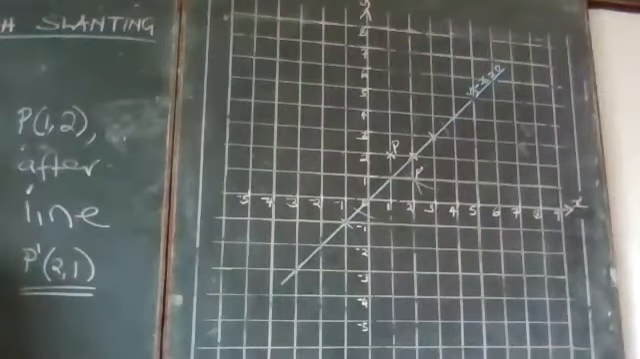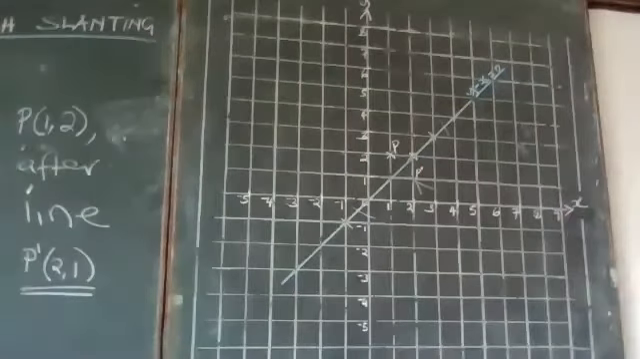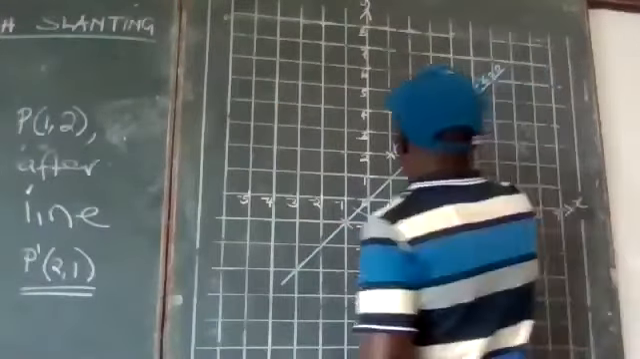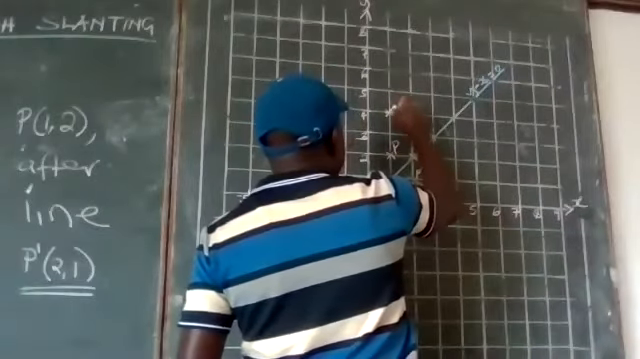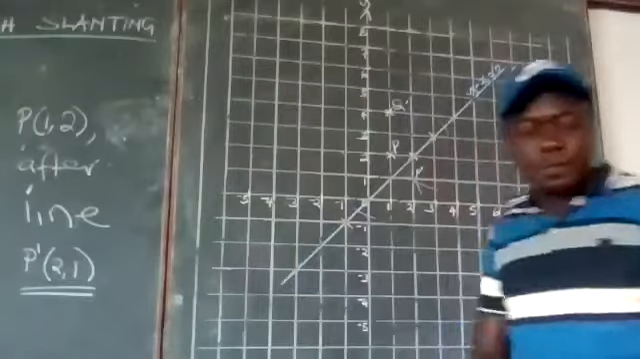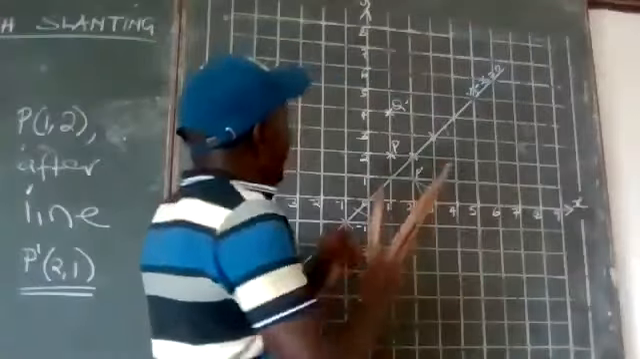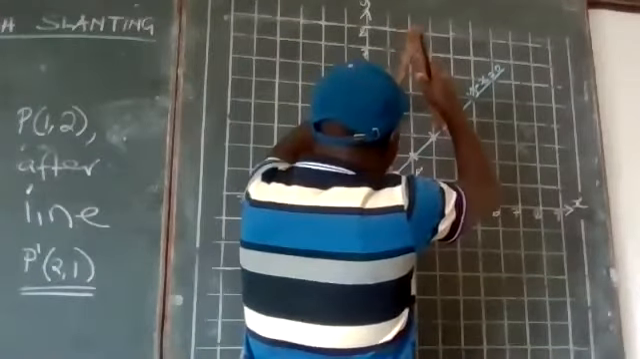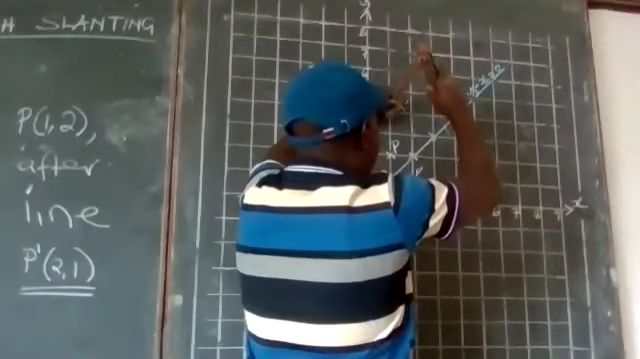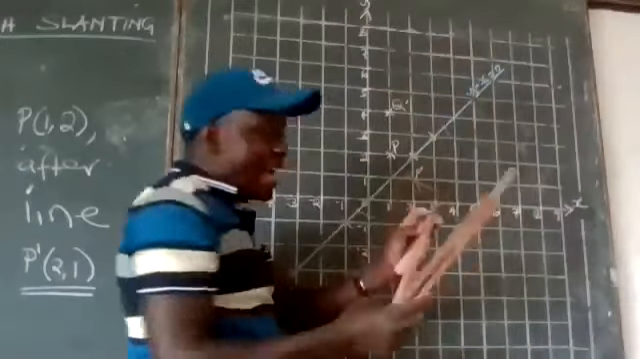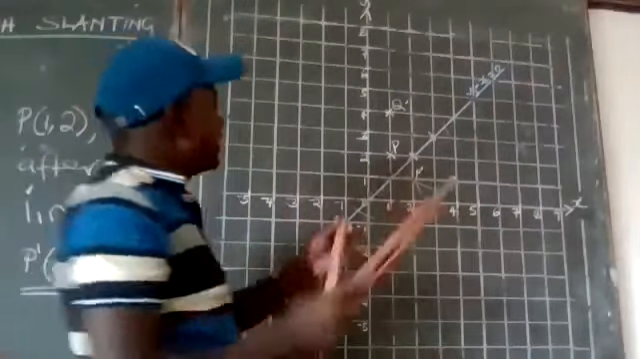Okay, let's now go through the second point. Probably it may answer these other questions that are there. So let's reflect now point Q in the same line. Point Q is 1, 4. 1, then 4. Point Q is here. After putting my point there, I get my compass. I stand here at point Q, the point that I'm reflecting. Okay? I use any length of the compass that I want.